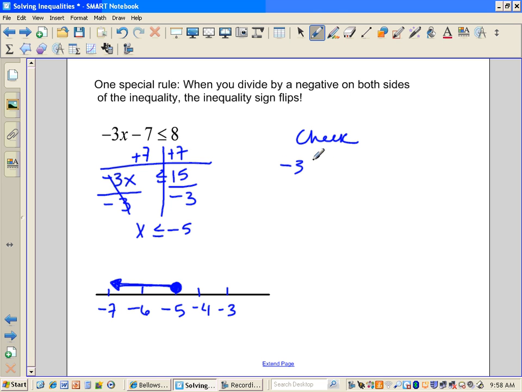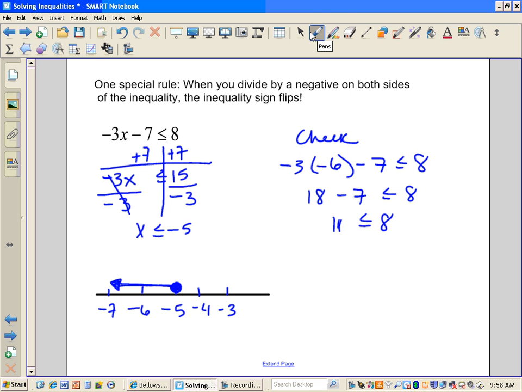But when I go to do my check, let's say I pick negative 6 because that's less than negative 5. Is negative 3 times negative 6 minus 7 less than or equal to 8? Negative 3 times negative 6 is positive 18. Minus 7 is less than or equal to 8. Well, 18 minus 7 is only 11. 11 is not less than 8. 11 is greater than 8. So it doesn't work when you divide by a negative. We need to go back.